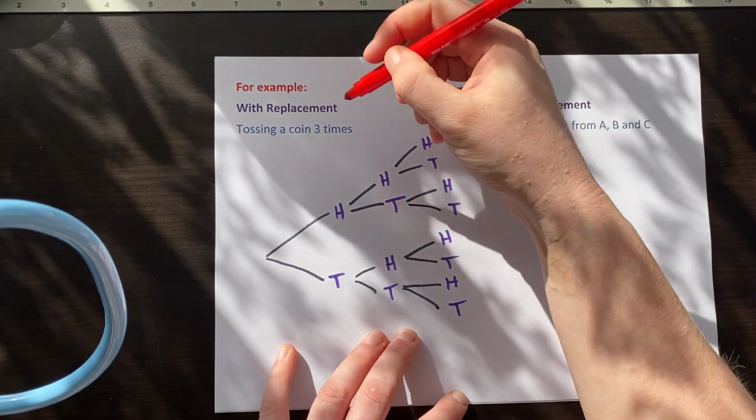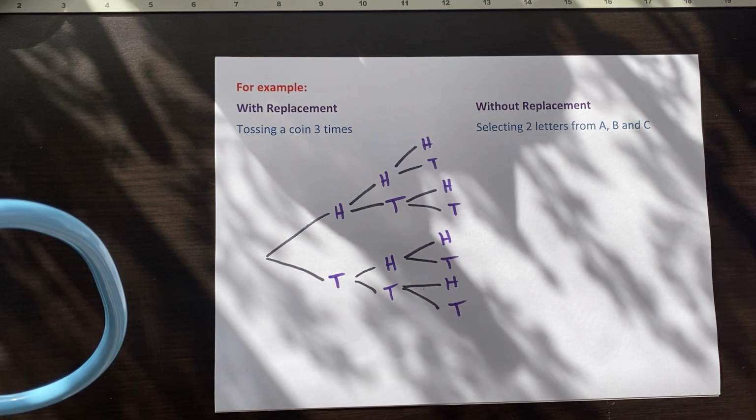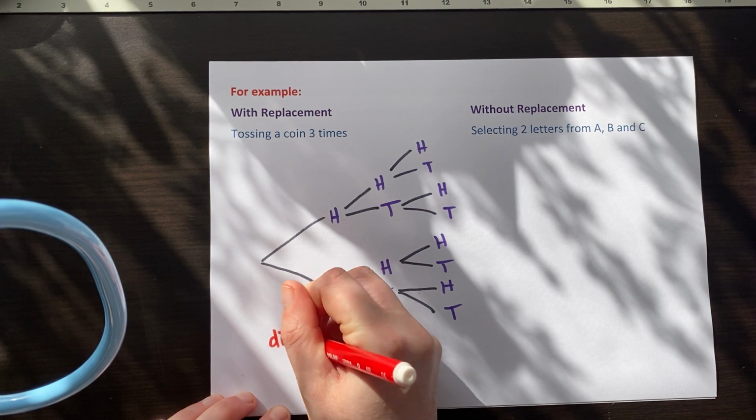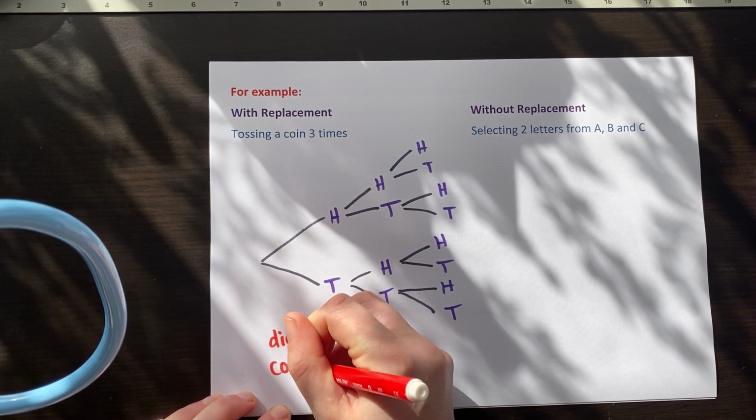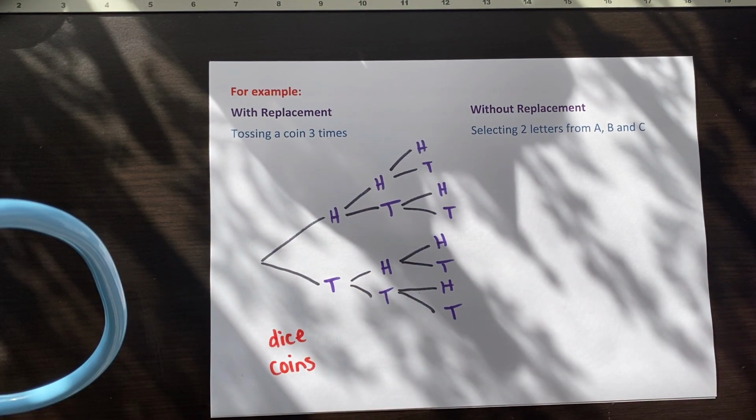We call this one with replacement because when tossing a coin, you can't just get rid of the tails the first time it comes up. It's just going to keep happening. So with replacement tends to be things like dice, coins, or if you're pulling cards out of a hat and putting them back in after you get them.